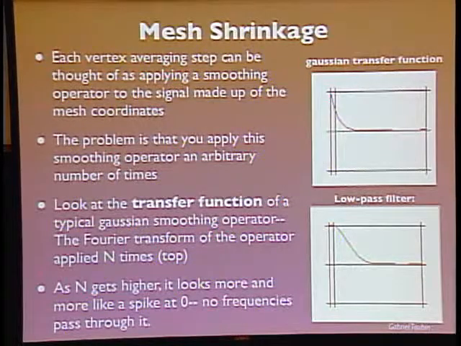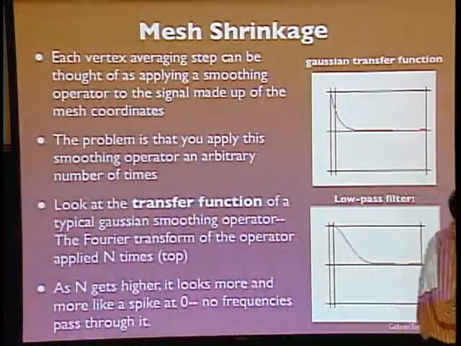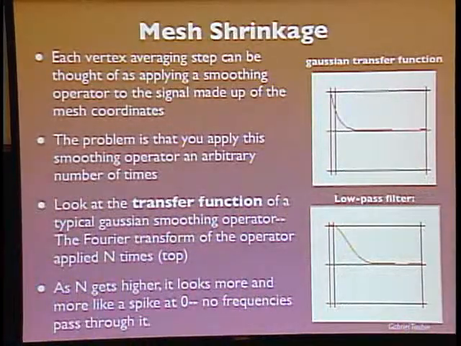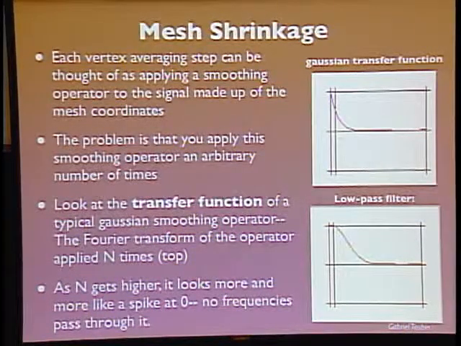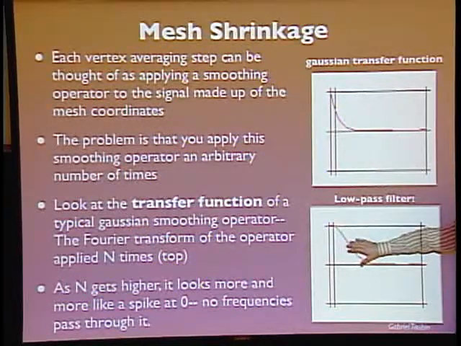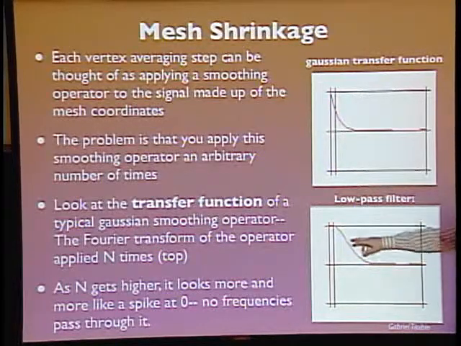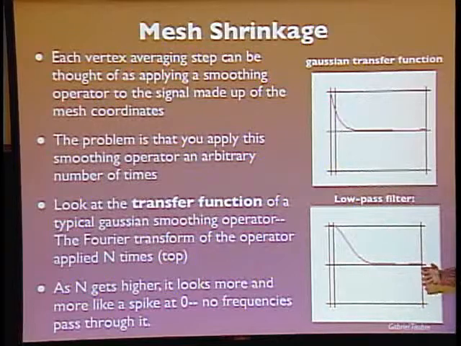The mathematical entity that you want to think about here is what's called the transfer function. It's basically the Fourier transform of the Gaussian operator as it's been applied over and over and over again. You can think of this as the magnitude of the Fourier transform of the Gaussian filter, and it looks like a Gaussian because it is a Gaussian. So this is what I mean by low pass filter.